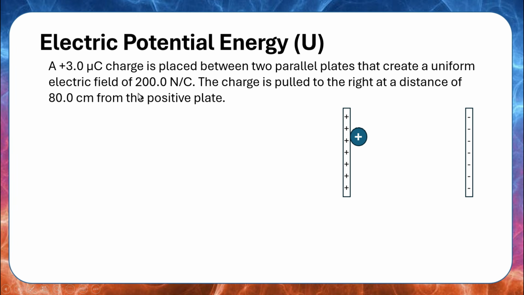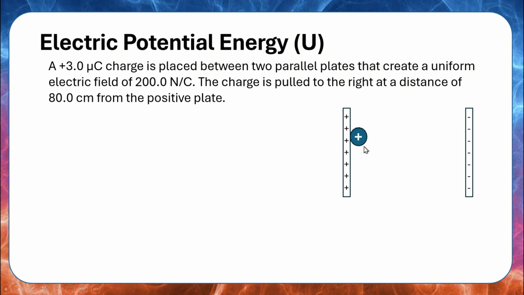And remember, the electric field here is shown as 200.0 Newton per coulomb. So if you are not certain if it is an electric field, the unit of an electric field is Newton per coulomb. That's one of your indicators. Now, the charge is pulled or moved to the right at a distance of 80.0 centimeters from the positive plate. So, it means this charge here is positive, and its natural tendency is the negative plate.